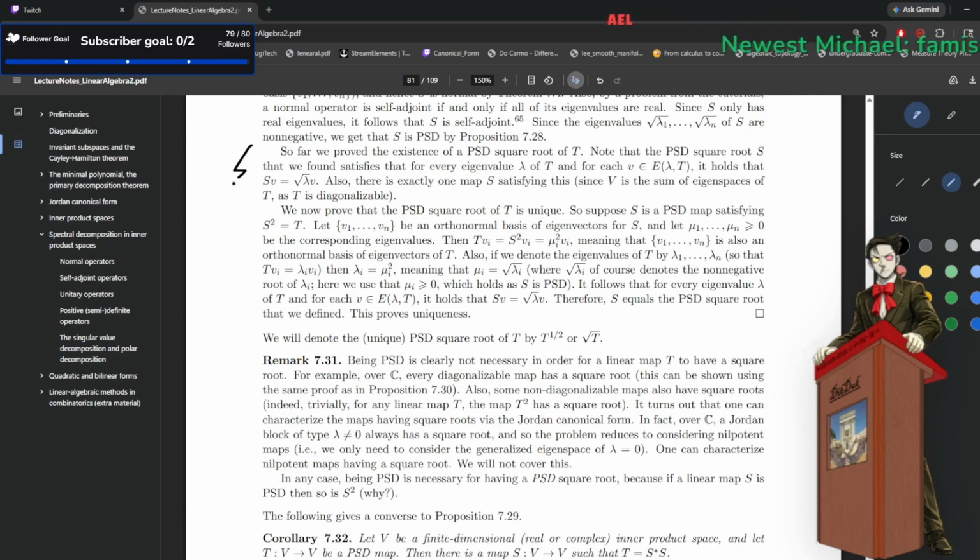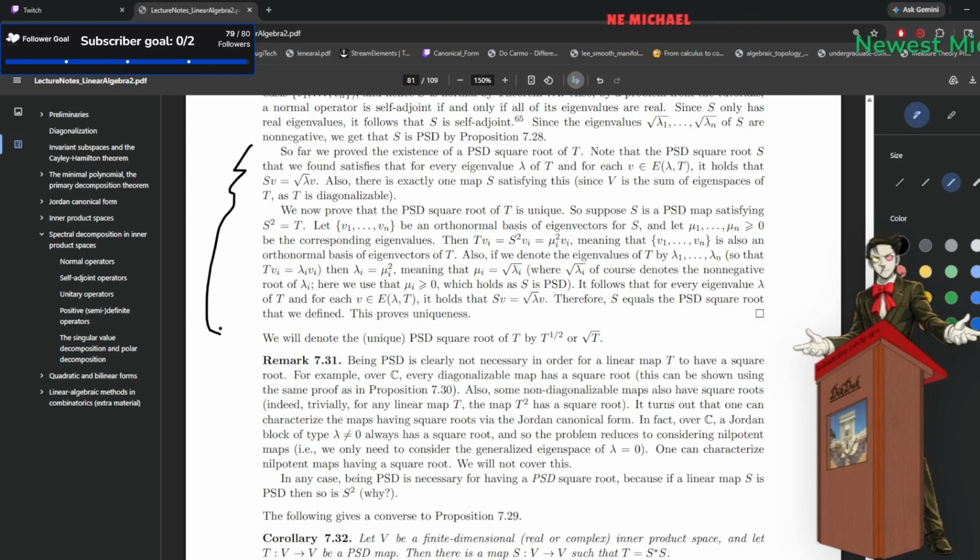So far, we proved the existence of a PSD, or positive semi-definite, square root of T. Note that the positive semi-definite square root S that we found satisfies, for every eigenvalue lambda of T and each v in the eigenspace of lambda, that Sv is equal to root lambda v. Also, there exists exactly one map S satisfying this, since V is the sum of eigenspaces of T as T is diagonalizable. We now prove that the positive semi-definite square root of T is unique.